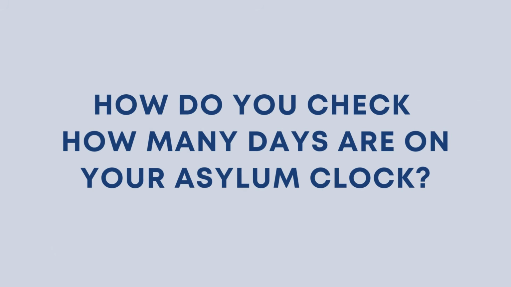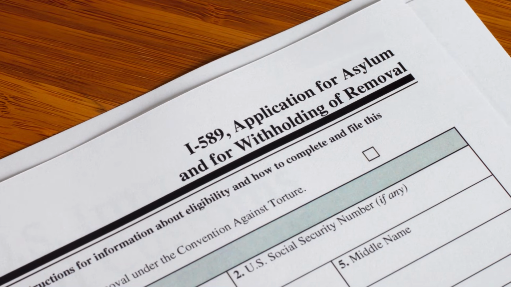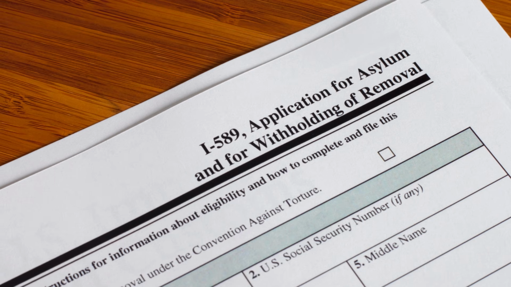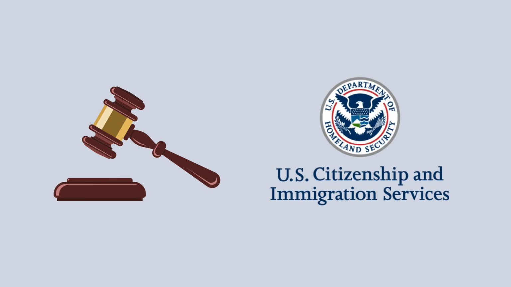So, how do you check how many days are on your asylum clock? The answer depends on where you submitted your asylum application: in the immigration court or with the U.S. Citizenship and Immigration Services, USCIS.